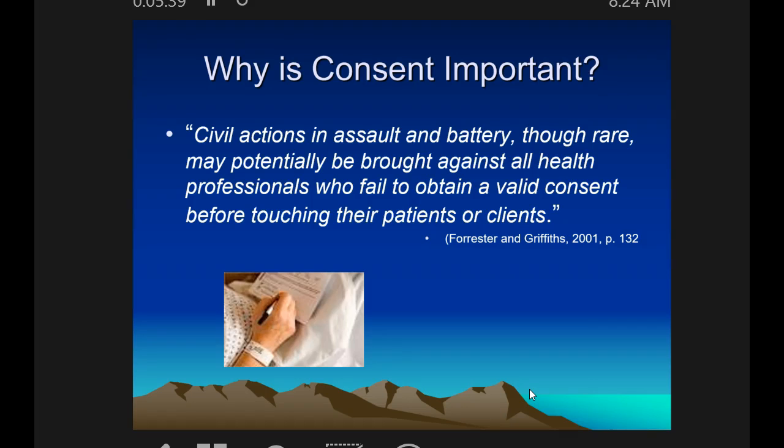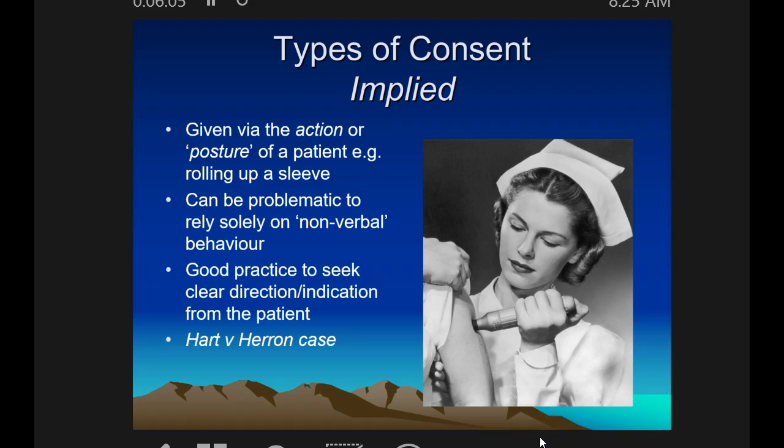So consent, very, very important. And that's why in NRS 112, NRS 122, in your clinical subjects, there's a great focus on stressing the importance of communicating properly with your patients. All right. So, again, from a professional perspective, but also from a legal perspective, you are gaining their consent. Now let's look at the different types of consent.